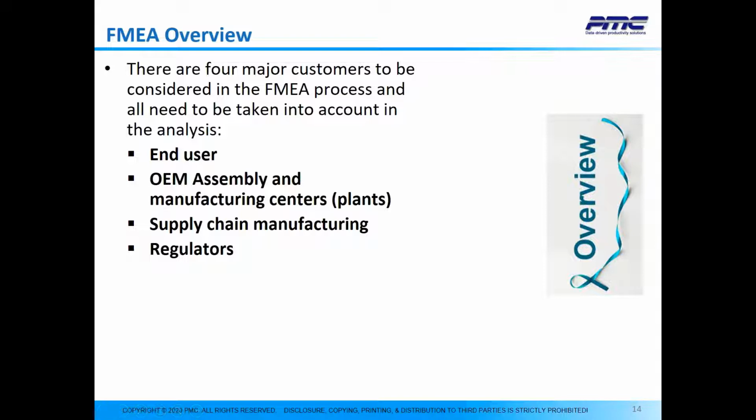The OEM assembly and manufacturing centers, in other words, we call them the plants. The OEM locations where the manufacturing operations and the vehicle assembly take place. Well, again, it could be different as well. The next one is the supply chain manufacturing. This is where the supplier location, manufacturing, fabrication, or assembling of production materials or parts take place. And finally, regulators, government agencies that define requirements and monitor compliance to safety and environmental specifications.